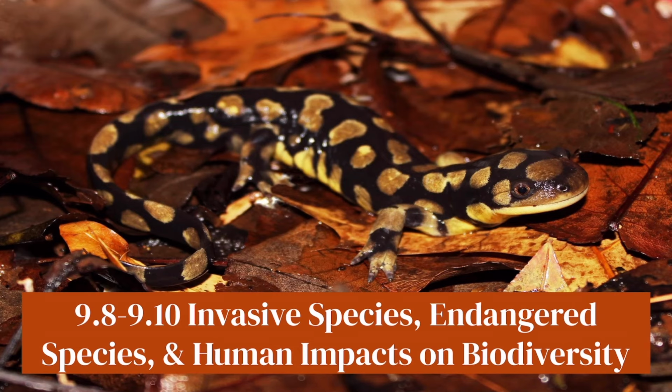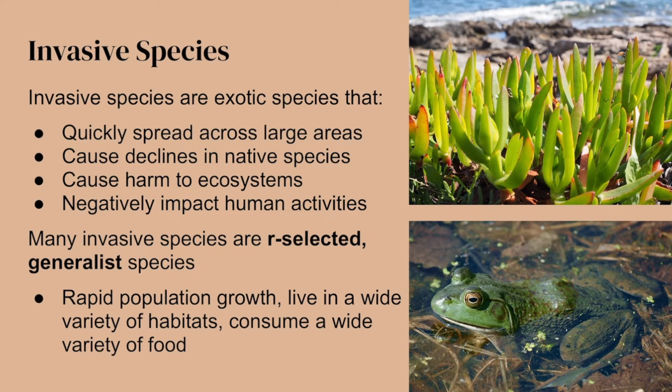Hi everyone! In this video we're going to be looking at the impacts that humans have on biodiversity and specifically the introduction of invasive species and subsequent endangerment of other species. So first off, an invasive species is an exotic species, so a species that's not native to the area that it's inhabiting. And in general, these species can quickly spread across large areas. They cause declines in native species. They cause harm to ecosystems, and they negatively impact human activities.